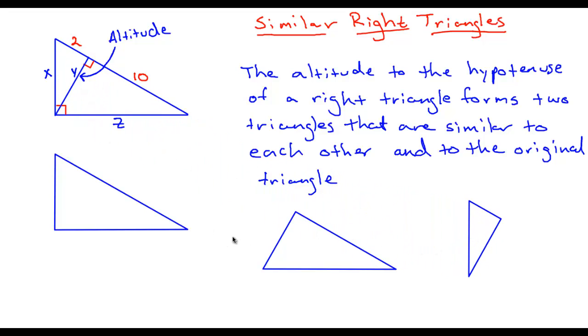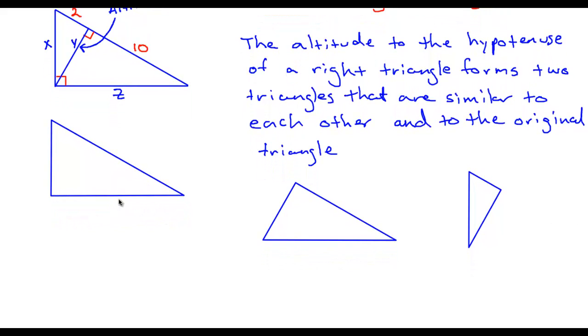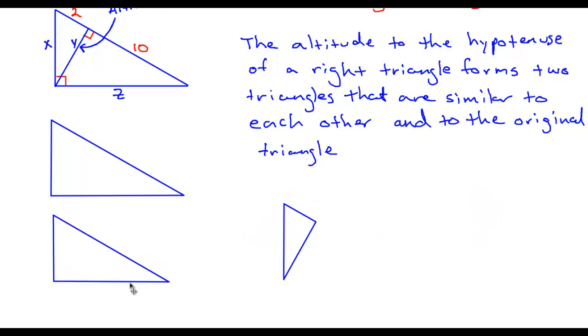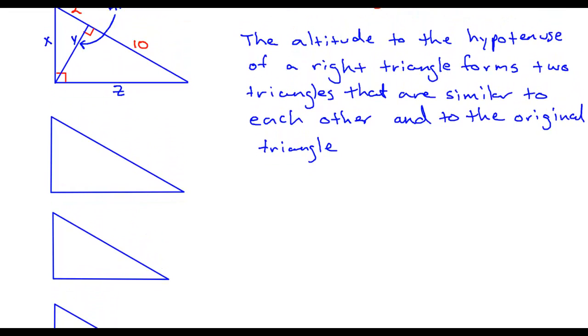Now when we look at all of these, they're not all facing the same way. They're all twisted and turned. So the first thing that you want to do is turn them all the same way. So here we go. I've got three triangles now, and I'm going to label all of them. I know that the hypotenuse of the big one is 12, and I know this is the right angle. I know this is x, this is z.